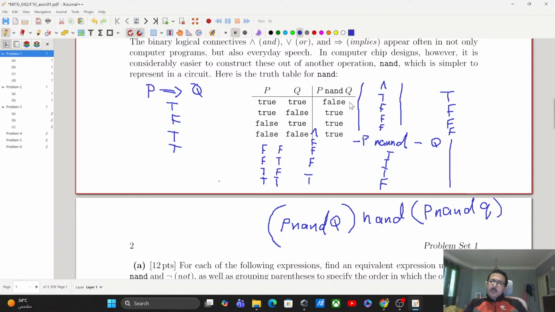True and false. It's true. False and true. That's true. False and true. That's true.